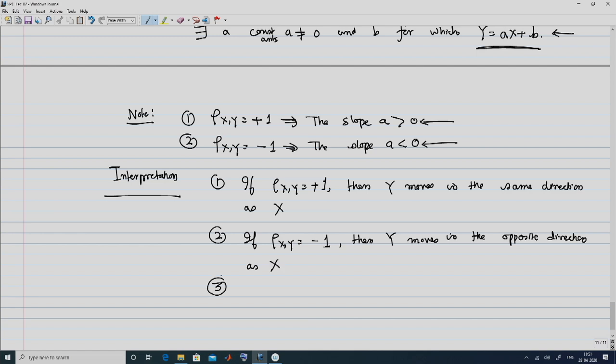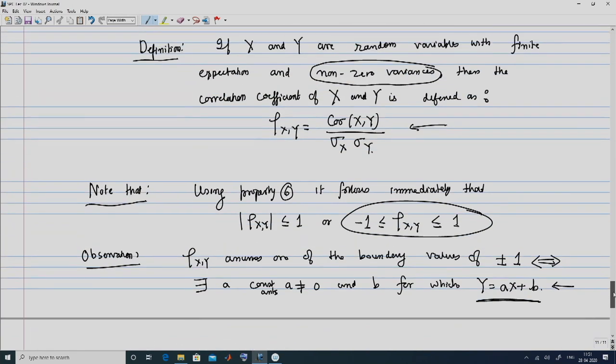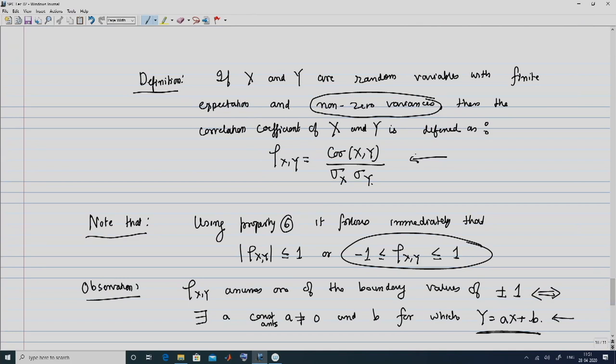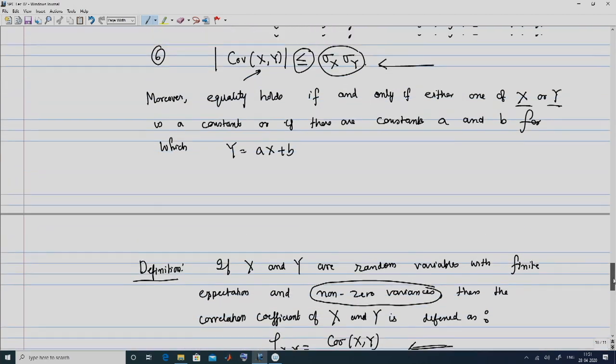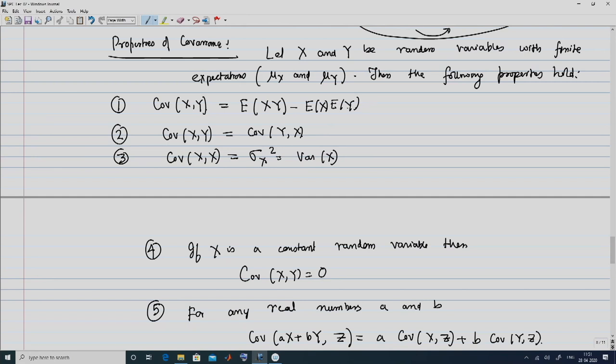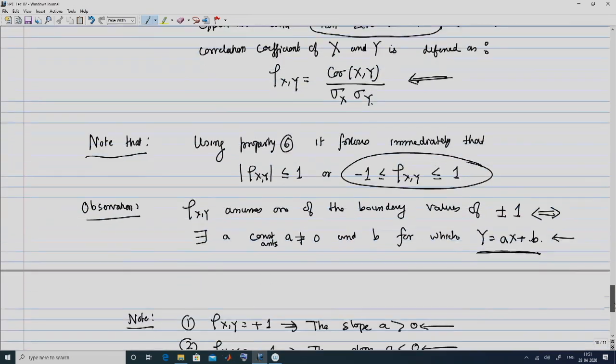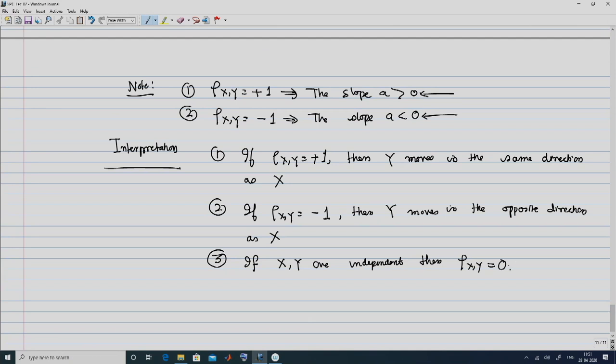One last interpretation remains, and this is again in terms of independence. If x and y are independent, then rho xy is equal to 0. It is obvious from the fact that if they are independent of each other, then covariance of xy, remember that we had this property covariance of xy is equal to E[xy] minus E[x] into E[y]. If x and y are independent, then E[xy] is equal to E[x] into E[y]. So covariance will become 0, and consequently, naturally, your rho also is going to be equal to 0. However, we need to be cautious that the converse is not necessarily true.